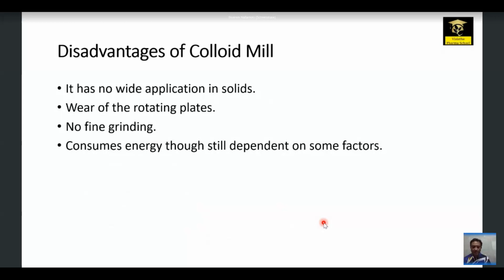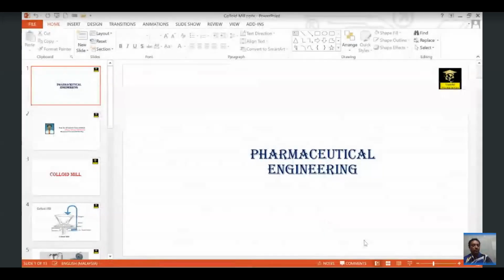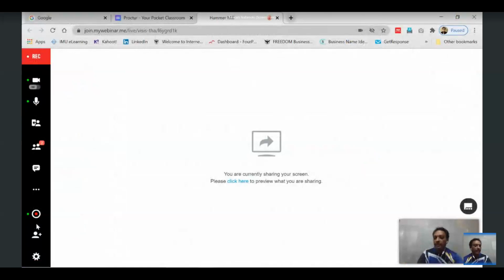Overall, the colloid mill plays a very important role in the pharmaceutical industry, and we'll see some more size reduction milling equipment in the subsequent classes.